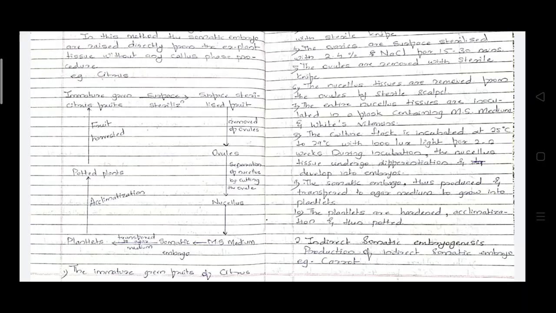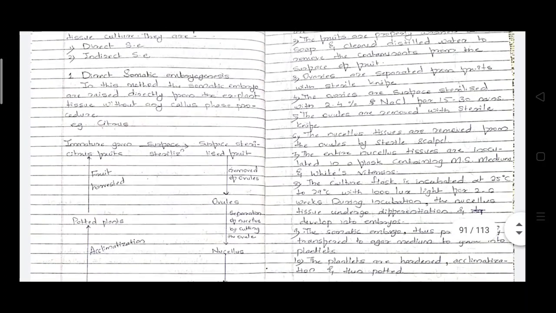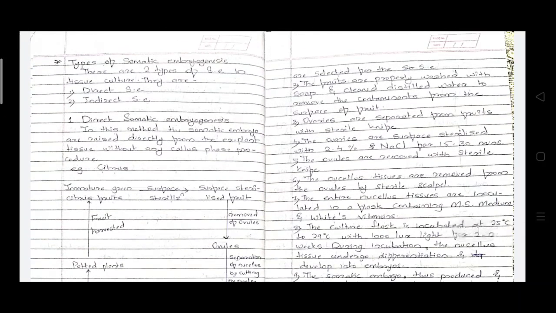The immature green fruits of citrus are selected for somatic embryogenesis. Then the fruits are properly washed with soap and clean distilled water to remove contaminants from the surface of the fruits. Then ovaries are separated from the fruits with a sterile knife. The ovaries are surface sterilized with 2.4% sodium chloride for 15 to 30 minutes.